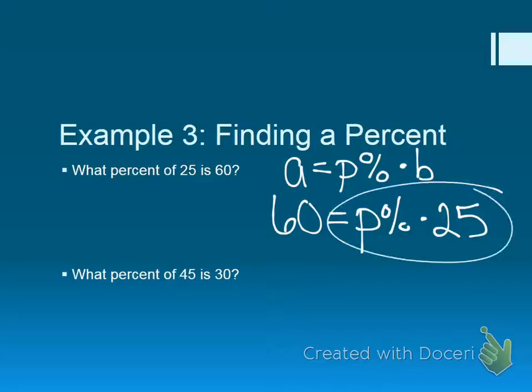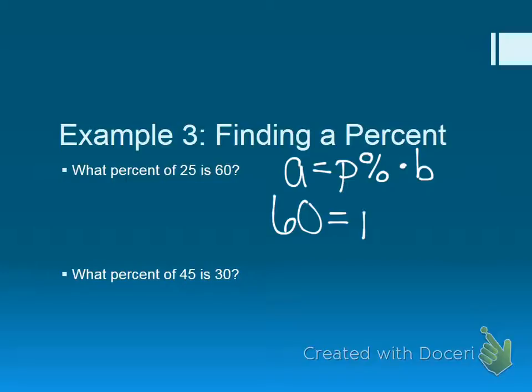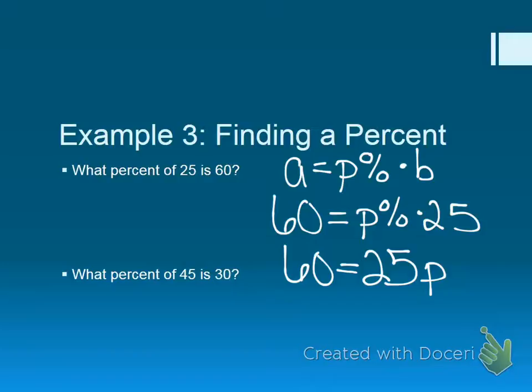But how do I write this? How do I write P percent times 25? How would I write that more algebraically? 25P. Okay, P percent really is just P. So I could write it 25 percent, or I could just write it 25P. I know I'm solving for percent. All right, now this looks like an equation that I can solve, right? What would I do to both sides? Divide both sides by 25.